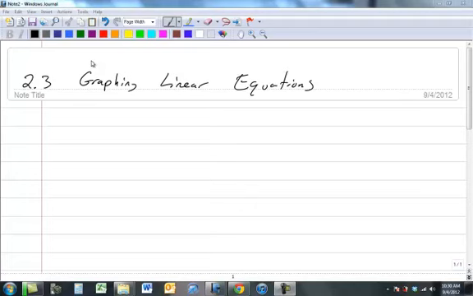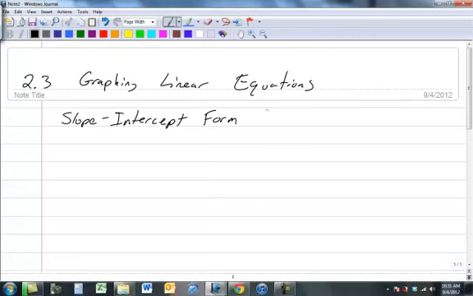All right, 2.3 is all about graphing linear equations. The linear equation that you probably remember the most is called Slope-Intercept Form, which I will heretofore call SIF.